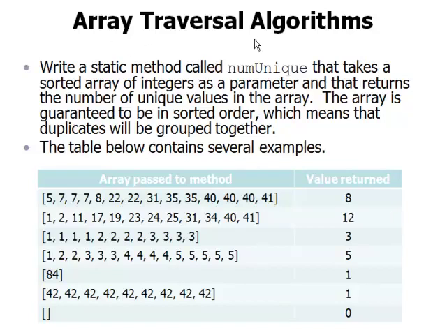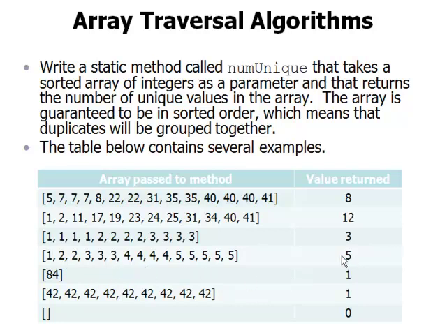This problem involves an array traversal algorithm. We're asked to write a method called numUnique that takes a sorted array of integers as a parameter and returns the number of unique values in the array. So for example, with this array here, there are a bunch of different values, but a lot of duplicates.